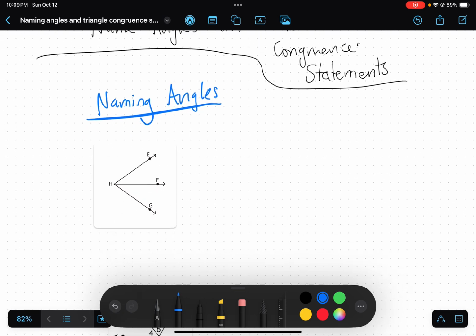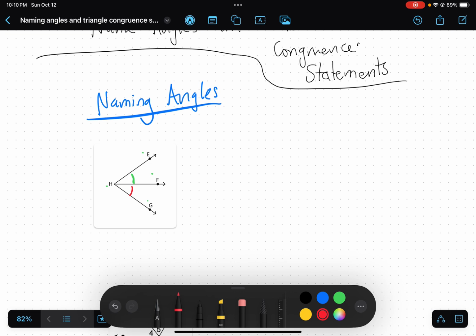You can see there's a lot happening in this diagram. There's a lot of letters, and there's actually a couple different angles. So let me color code them so we can see what the different names are. So here's one little green angle, and here's a little red angle. Let's start with those two.